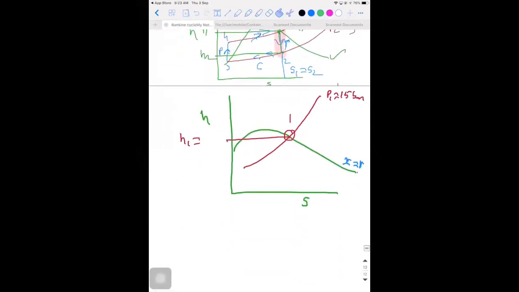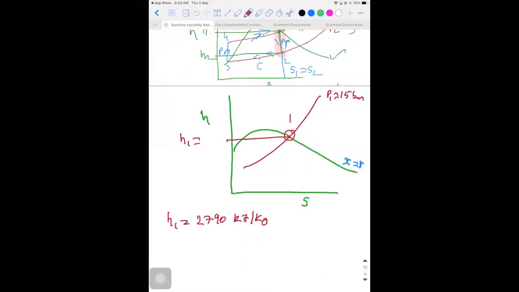Here I'm going to record the H1. H1 is equal to what value, sir? 2790. Every time you write down these units, kilojoule per kg. I may miss it, but you have to follow. This is a point you have to take care of. And now, what is the next one?